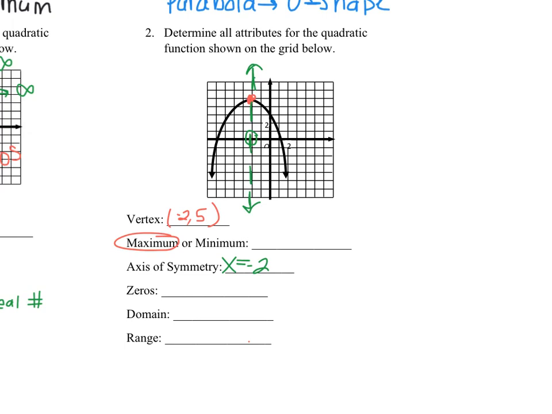So zeros, again, those are your x-intercepts. So we have 2 here. So one of them, let's see if I can count this time. One of them is 1, 2, 3, 4, 5, 6. So we have (-6, 0) and (1, 0) for the x-intercepts.